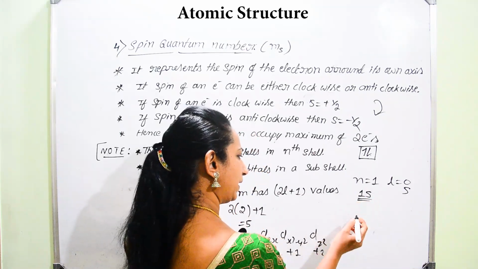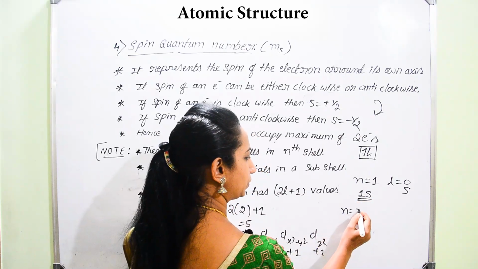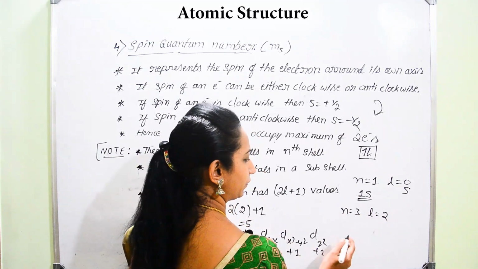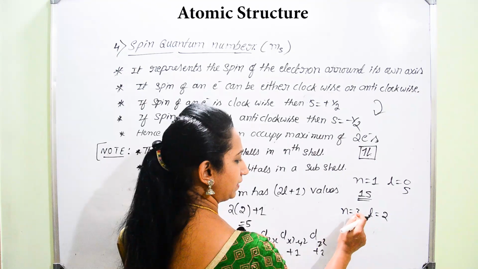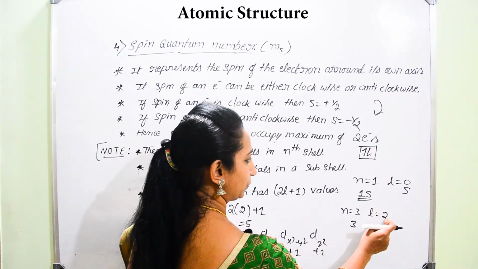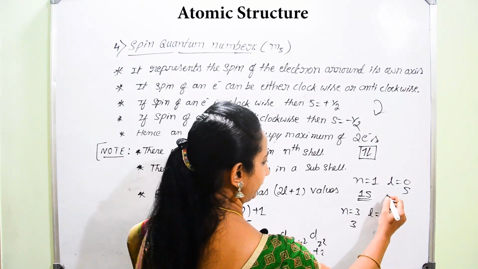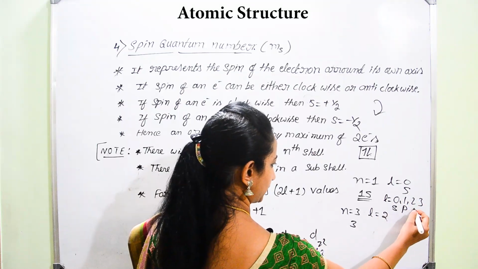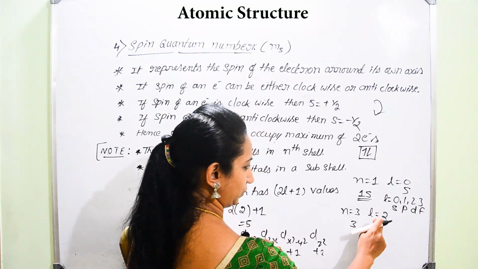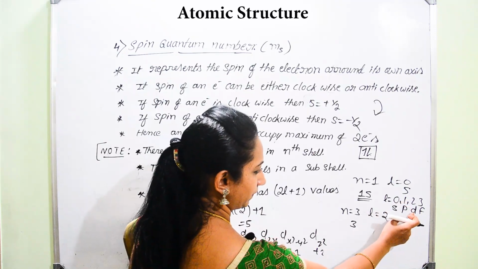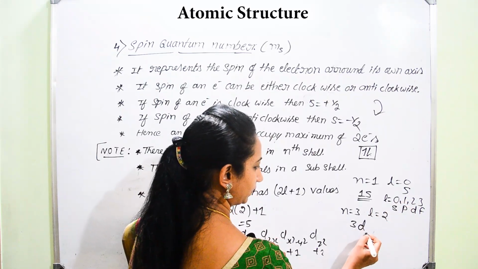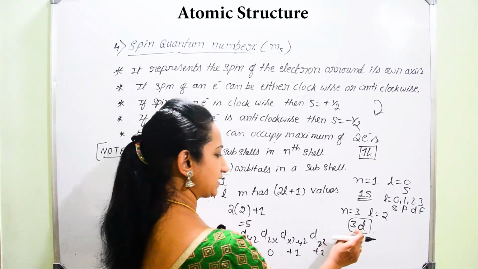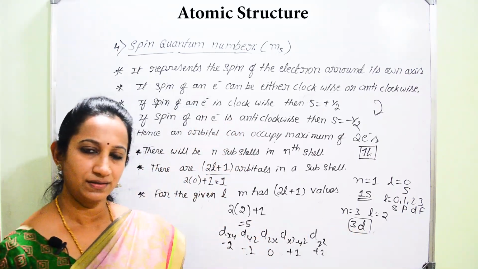Then mention the orbital with n equal to 3 and l equal to 2. What will you write? It is 3 as usual, and l equal to 2 means you remember 0, 1, 2, 3 stand for s, p, d, f. Therefore, l equal to 2 means we mention it as d. Therefore, it is symbolized as 3d. Got it? That's how we can write.